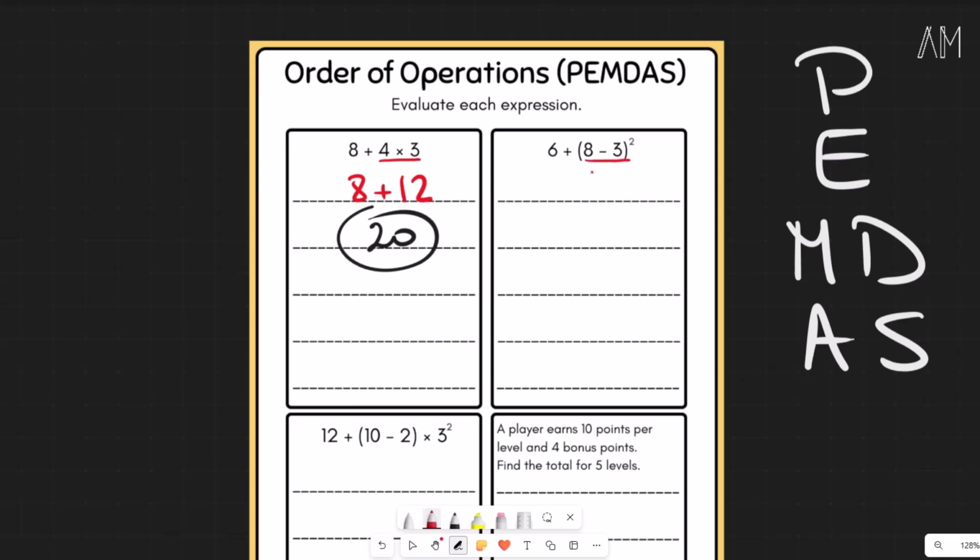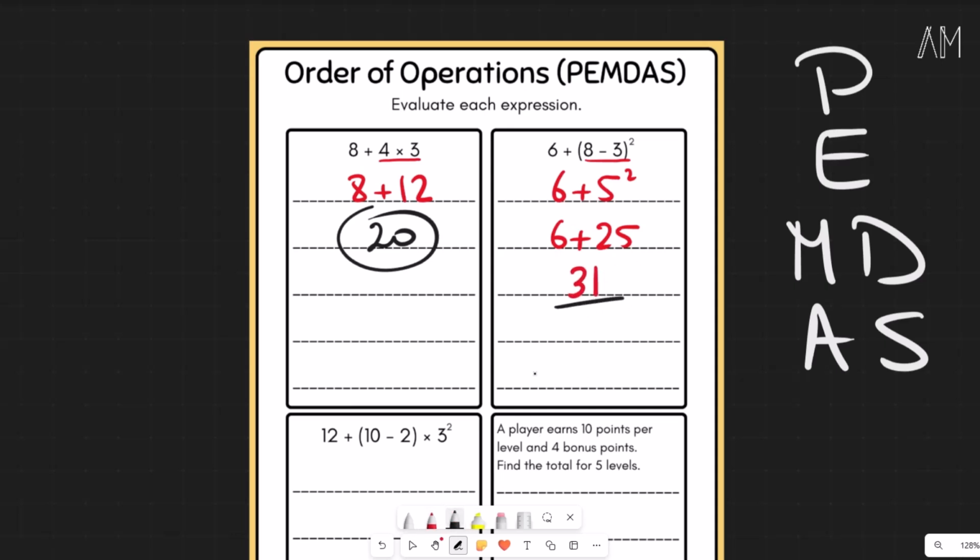Moving on to the next one. Here I have the parentheses first, so 8 minus 3, that's 5, so 6 plus 5, and don't forget the power of 2. And now I have the exponent, so I will do 6 plus 25. And finally I have addition, which is 31. And that's how we do it.